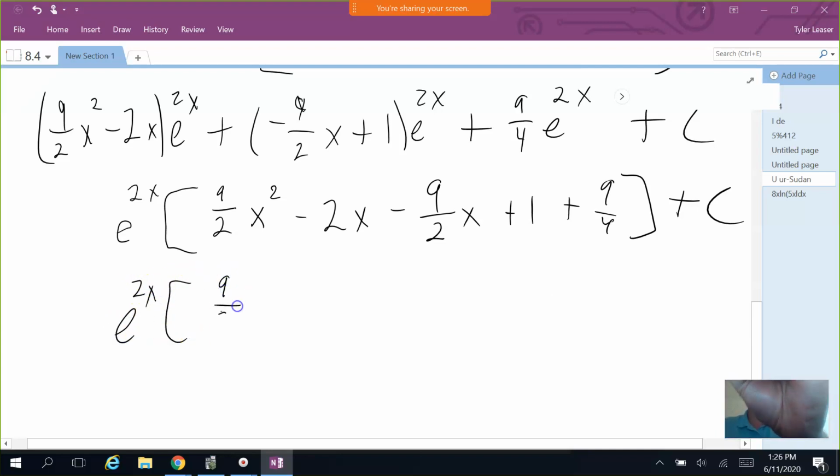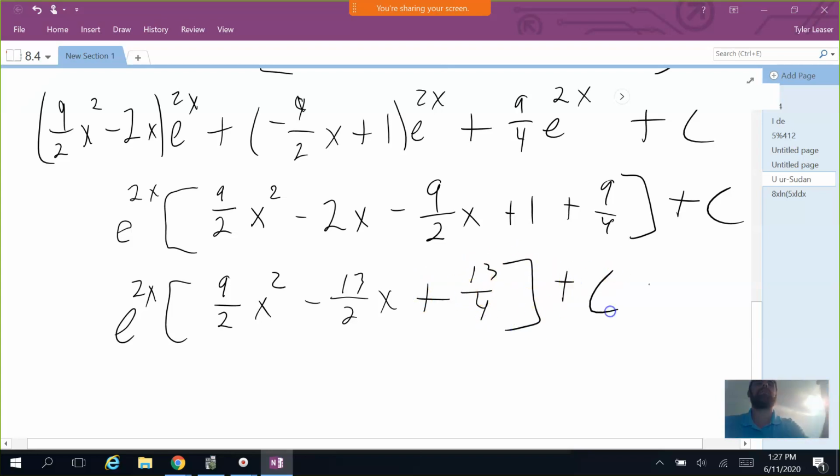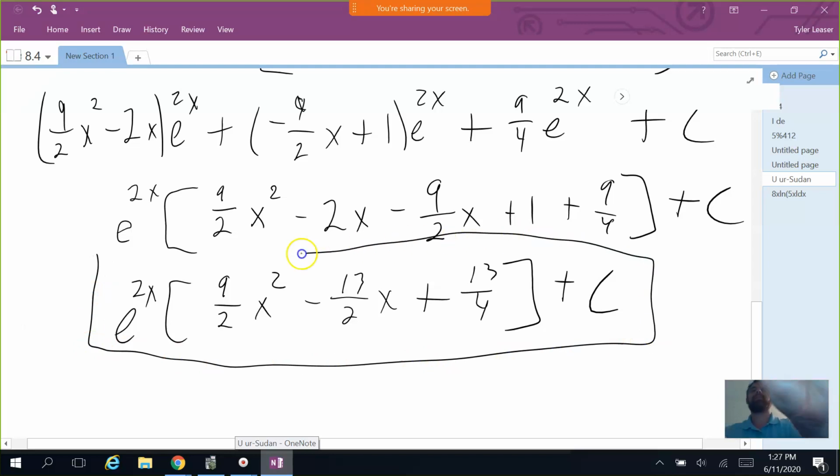I do not have any other squared terms, so that 9/2 x squared just stays. Negative 2x minus 9/2 is negative 13/2, I think. 1 plus 9/4 is 13/4. And then you can just leave it kind of like that. There's no point simplifying this one down anymore. If you type it in like this, the homework should count it right.